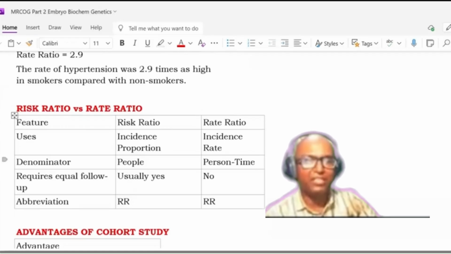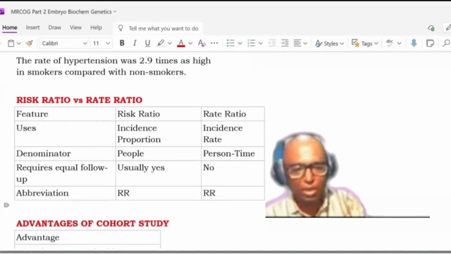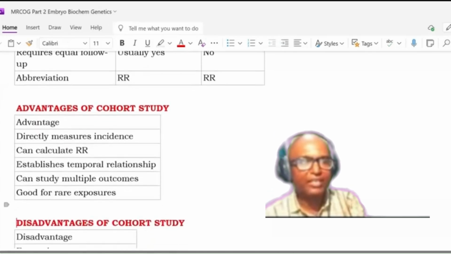Denominator is the people in the risk ratio. Here the denominator is the person-time. Okay. Requires follow-up. Yes, risk ratio will require the follow-up. Rate ratio will not require a follow-up. Okay. Then abbreviation is RR for both. Okay. So advantages of the cohort study.